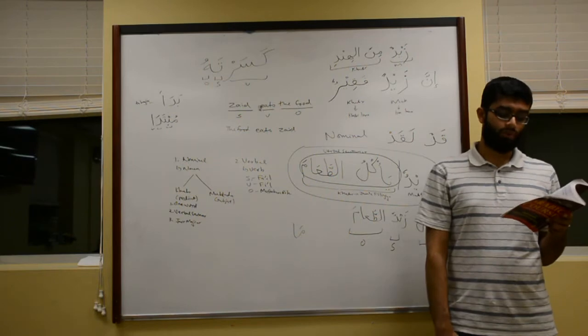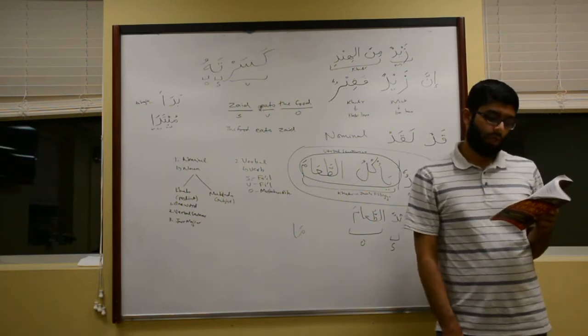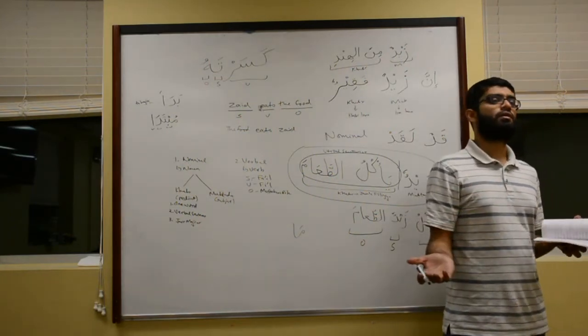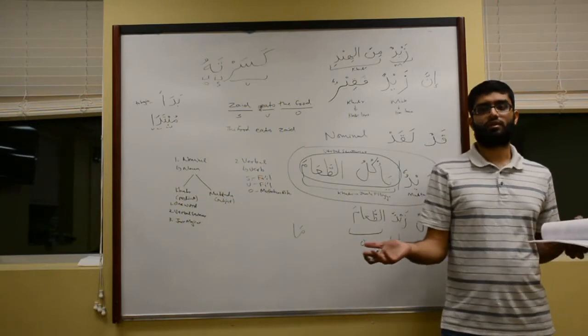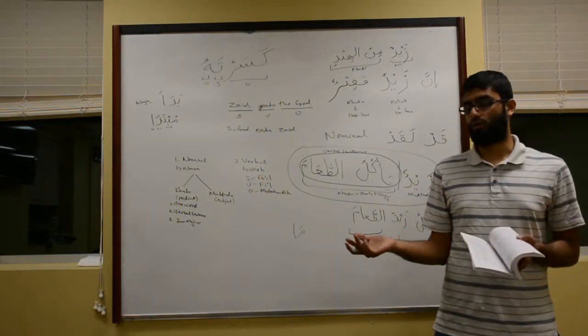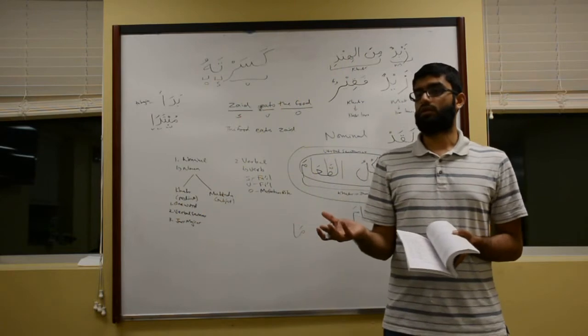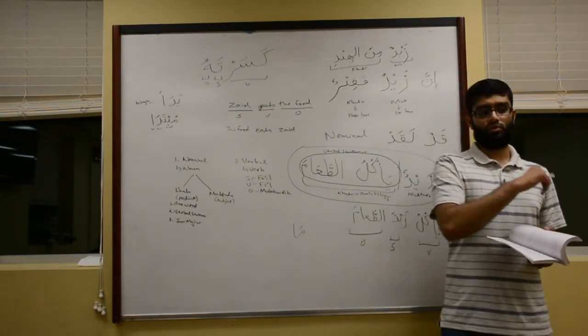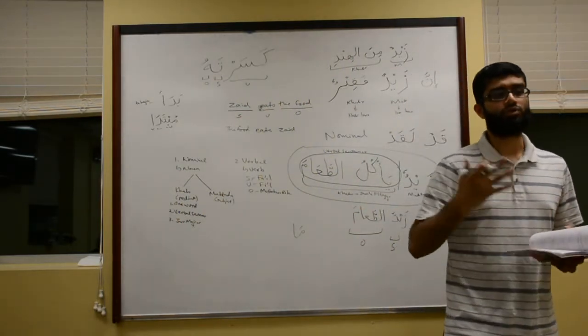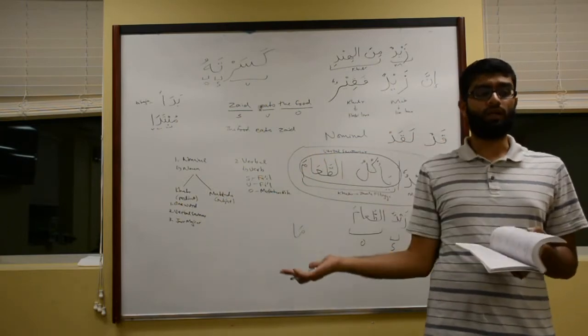Ma kasartuhu. Okay. How would you say I didn't open it? ما فتحته. Ma fatahtuhu. Okay. Or I didn't read it. ما قرأته. Ma qara'tuhu. Okay. So ma you can use for any verb in the past tense to deny that it happened.